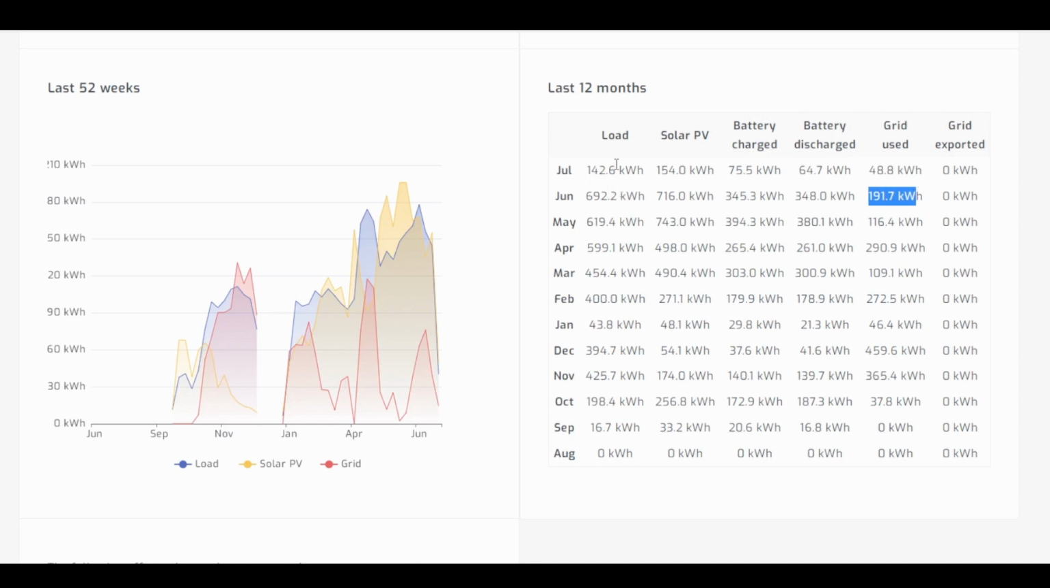And then we're coming into July now. Here we are, the 7th. 142 used of load already, 154 from solar. We're finally starting to get some of the rain that we have not had all year, and so we're having a whole lot more cloudy days. So I think July is going to end up being a less productive month than some of these other ones, and it's been ridiculously hot. So far, charged 75 kilowatts and discharged 64. And I always like seeing these low numbers. 48.8 kilowatts of grid usage.